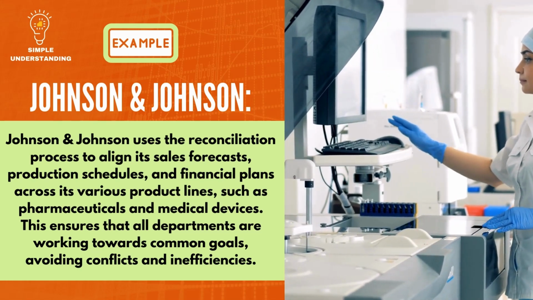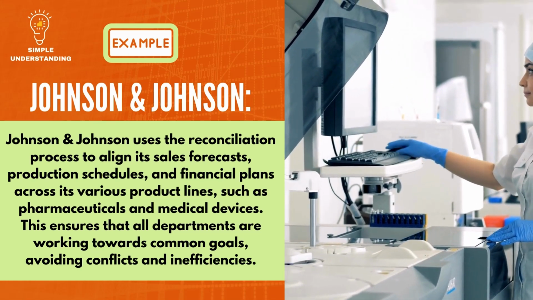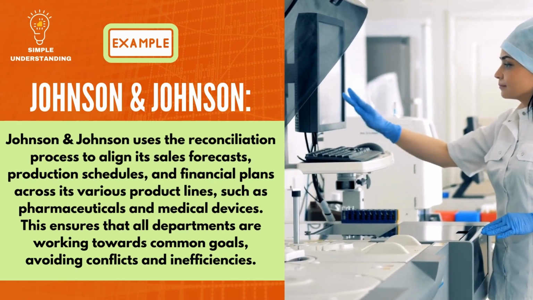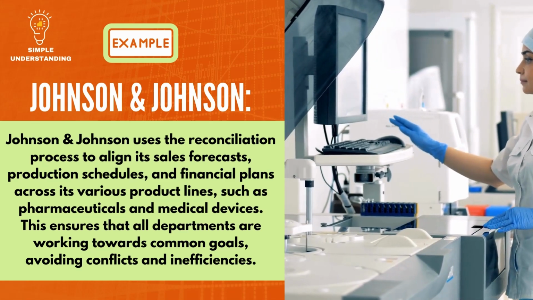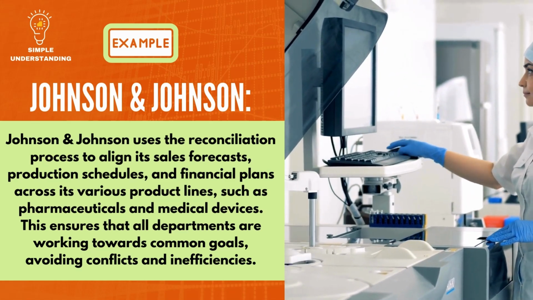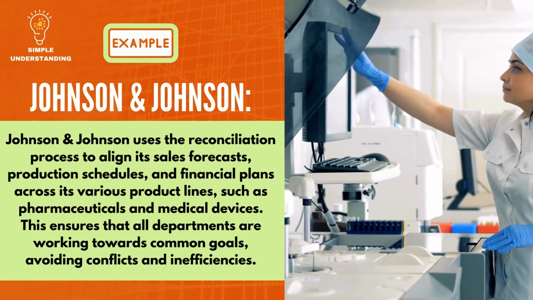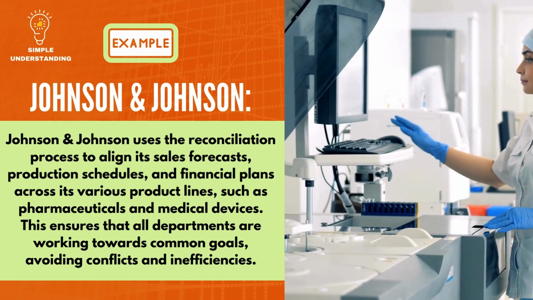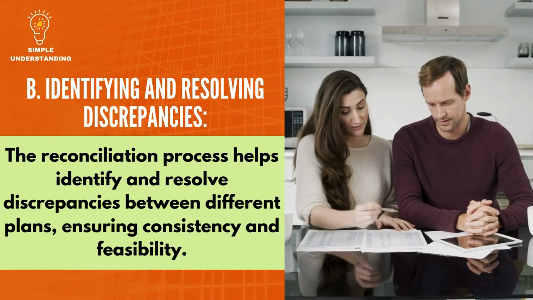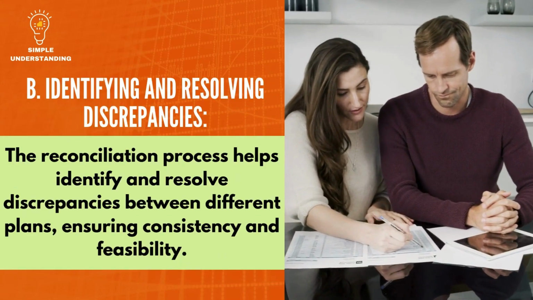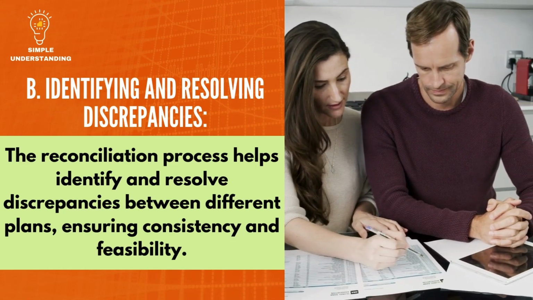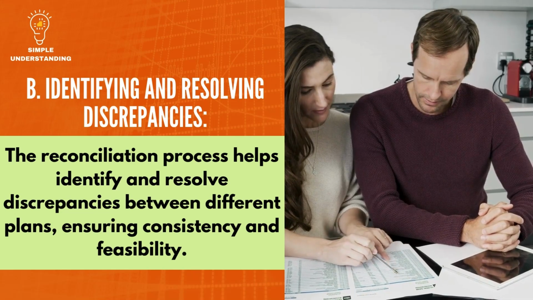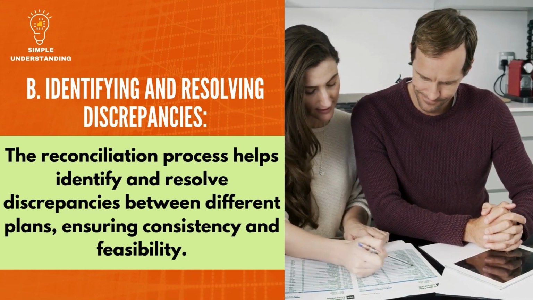Johnson & Johnson uses the reconciliation process to align its sales forecasts, production schedules, and financial plans across its various product lines, such as pharmaceuticals and medical devices. This ensures that all departments are working towards common goals, avoiding conflicts and inefficiencies. B. Identifying and resolving discrepancies. The reconciliation process helps identify and resolve discrepancies between different plans, ensuring consistency and feasibility.